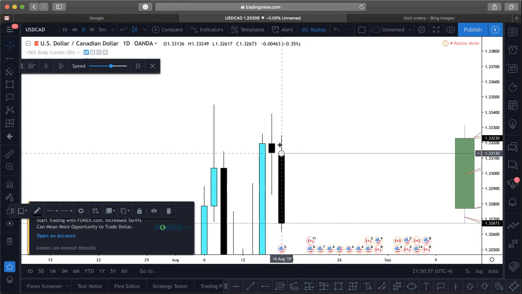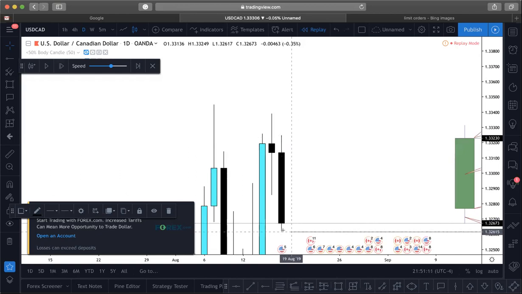And this candle came up to this level. That's the highest level it reached. Wherever the top of the wick is, is the highest level it reached. And then it came back down. The bottom of the wick is usually the lowest level it reached for this candle. And then it closed right here, right?